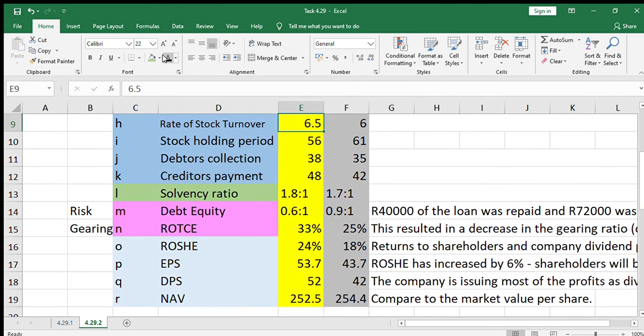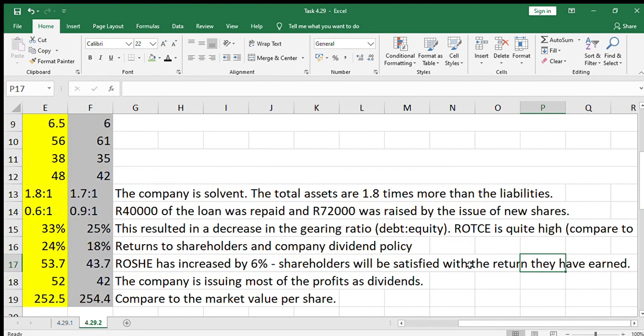Okay, the next one we need to talk about is the solvency. Solvency, there's just this one ratio, and we calculated it. It was 1.8:1. So we can say the company is solvent. The total assets are 1.8 times more than the liability.